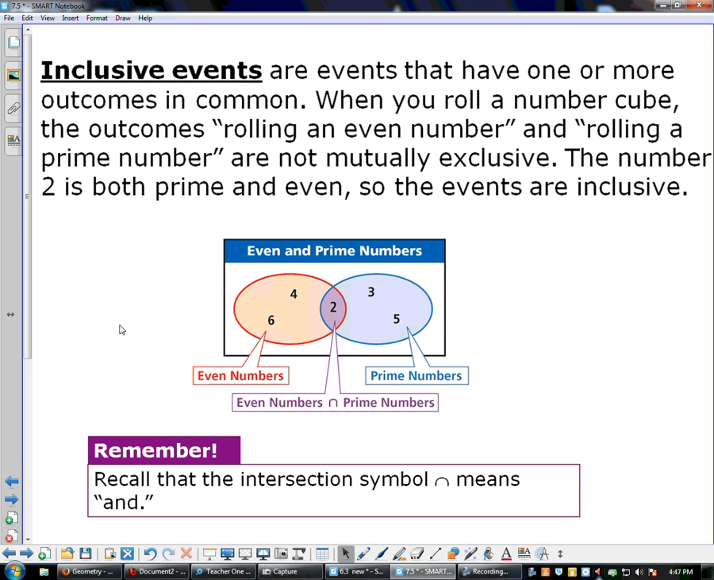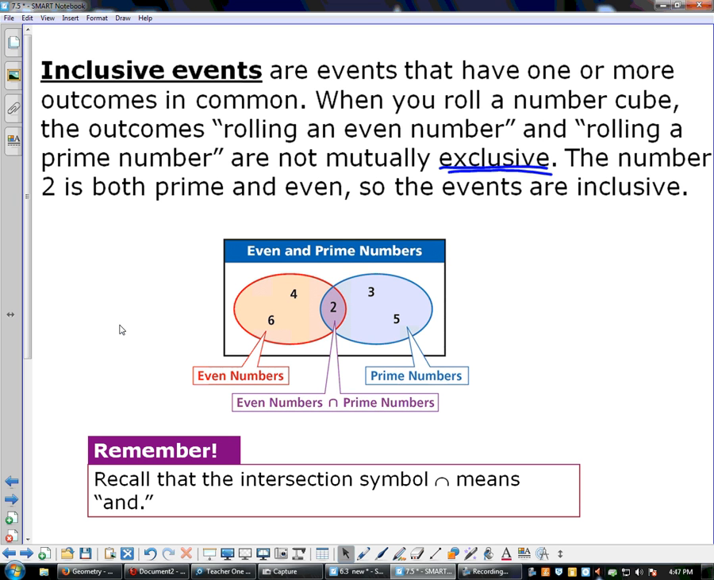Now, if events are not exclusive, we're going to call them inclusive. Inclusive events are events that have one or more outcomes in common. So when you roll a number cube, the outcomes rolling an even number and rolling a prime number are not mutually exclusive. Again, exclusive would mean that they have no overlap. They're independent of one another, with nothing in common. The number 2 is both prime and even. So rolling an even number and rolling a prime number are inclusive.